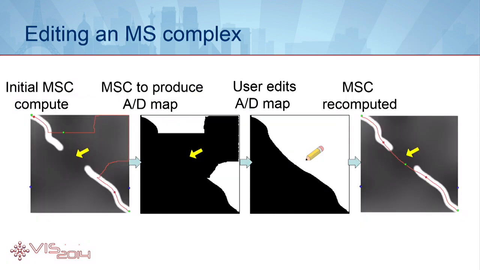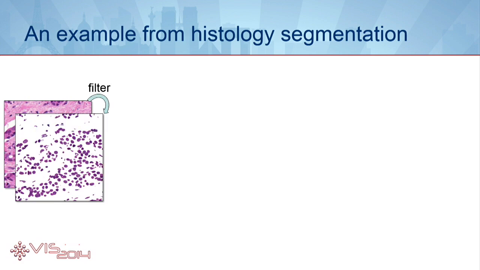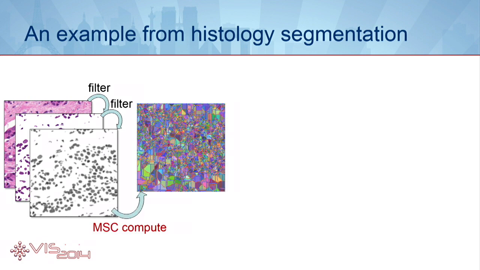And that was the example where I wanted to split a cell. In this case, I just want to edit the geometry of this line. So I do the same exact process. I dump the ascending and descending map. The user draws in with some nice brush the label they want there, and I output the geometry that the user wanted. And here's a more real-world example where some image processing is done to extract the nuclei of a histology section. You compute the full resolution Morse Smale complex.